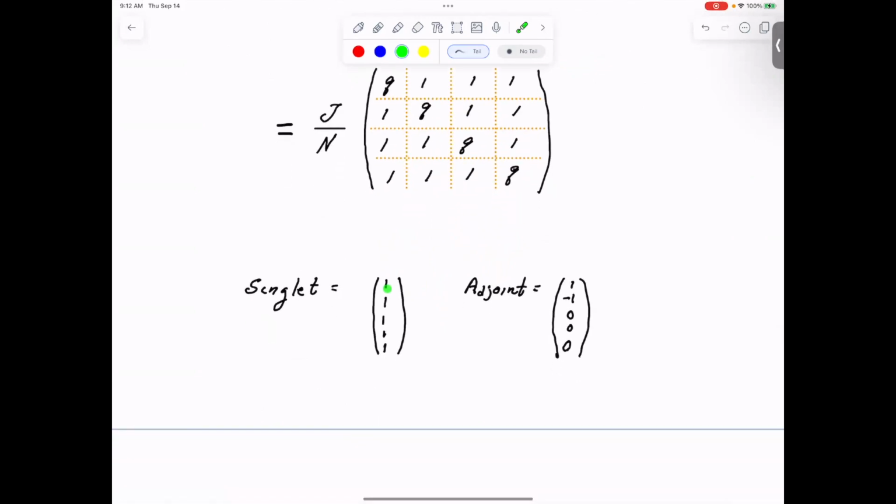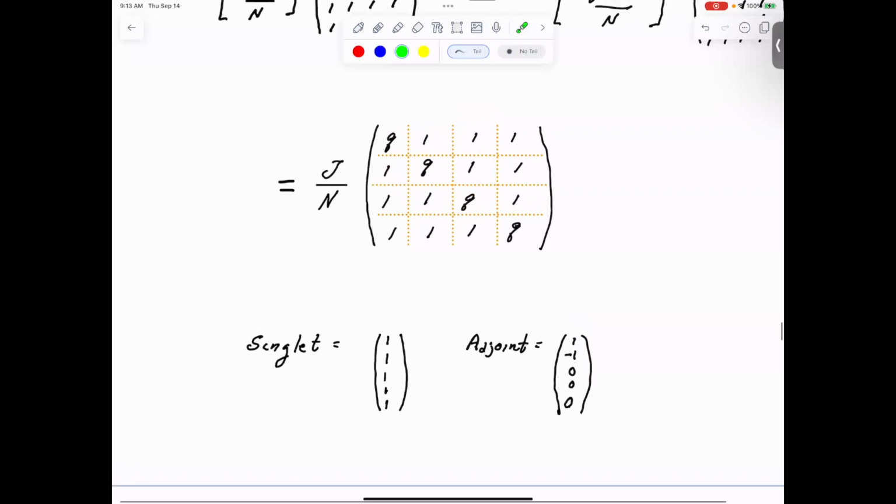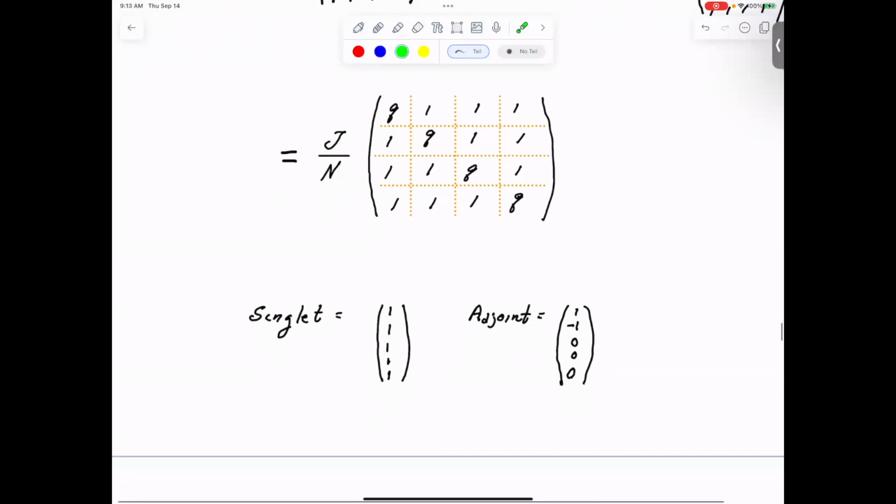The singlet corresponds to a column vector 1, 1, 1, 1, 1. That's psi bar I, psi I, summed over I. The adjoint corresponds to entries which add up to 0 altogether, for example, 1 and minus 1. It could be chi bar 1, chi 1, minus chi bar 2, chi 2. That would be in the adjoint. Chi bar 1, chi 1, plus chi bar 2, with all sums, that's the singlet.